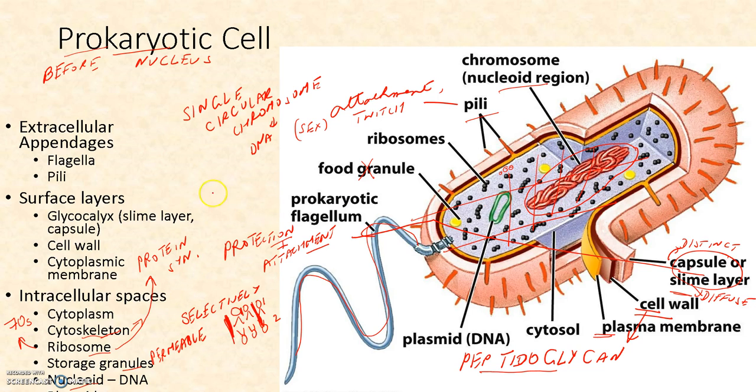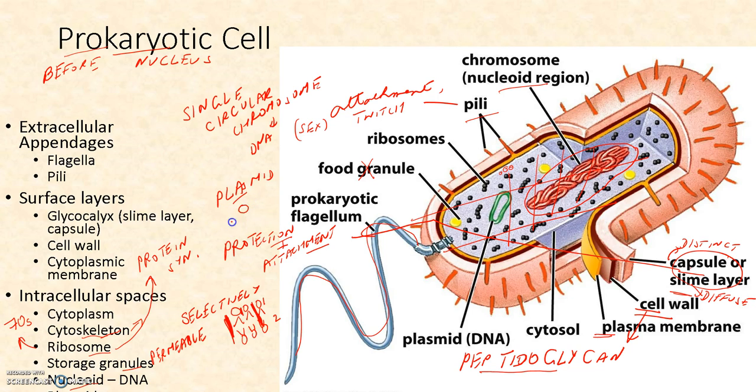Another structure which is not drawn here are the plasmids. The plasmids are small circular loops of DNA. But the difference between a plasmid and the single circular chromosome is that plasmids are going to carry very few genes. Now, the bacteria can have many plasmids, and these plasmids provide some kind of genetic advantage to the bacteria.